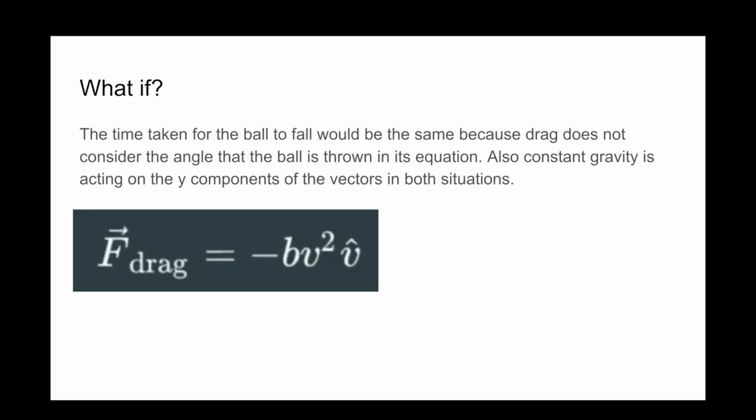Also, constant gravity is acting on the y components of the vectors in both situations, so overall the time taken would be the exact same in both situations. And you can see with the F drag equation on the bottom, the angle is not involved in this.